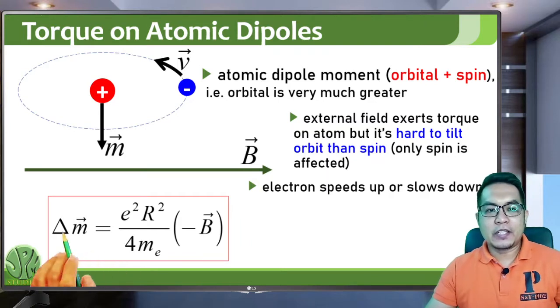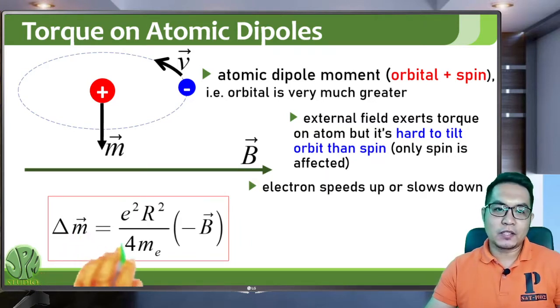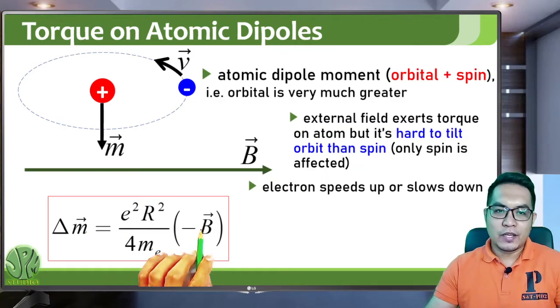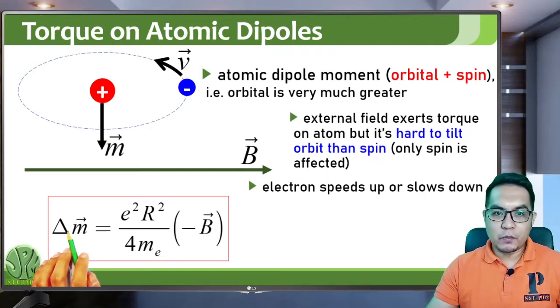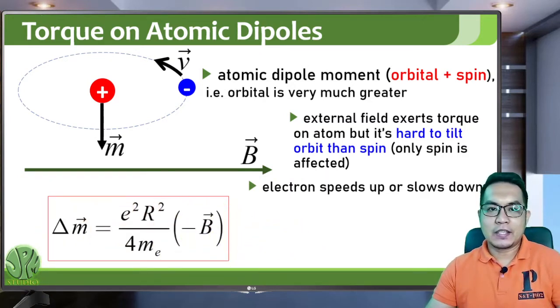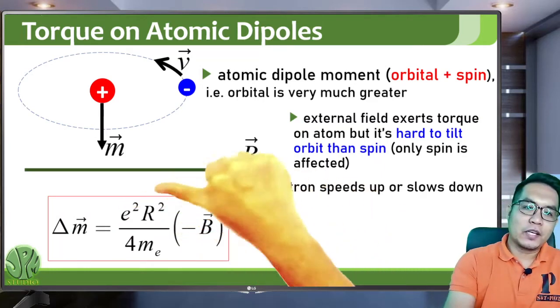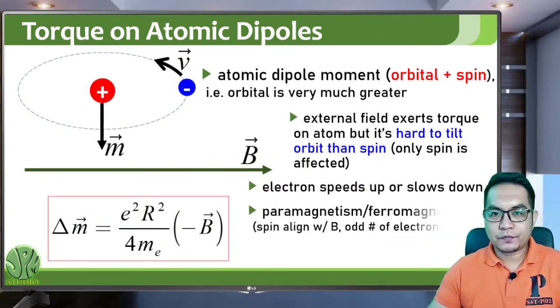So the change in magnetic dipole moment is actually proportional to the negative of the magnetic field. So the direction of the change in dipole moment is opposite the direction of the magnetic field. So if the magnetic field is in this direction, then the change in magnetic dipole moment will be in the opposite direction.